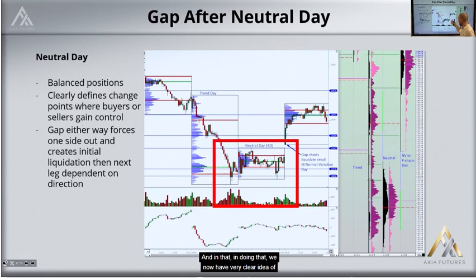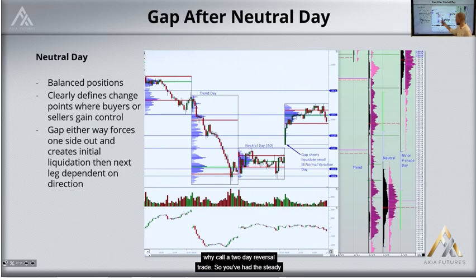And in doing that, we now have a very clear idea of where a gap creates an impact, because anybody who's positioned in here is in trouble on a gap. And this is likely to cause a quick liquidation move. When we get on to specific plays, this is what I call a 2-day reversal trade. So you've had the steady sell-off. This is your trend day down here. You get your neutral day, which balances the market out. This is where a gap's going to be important.